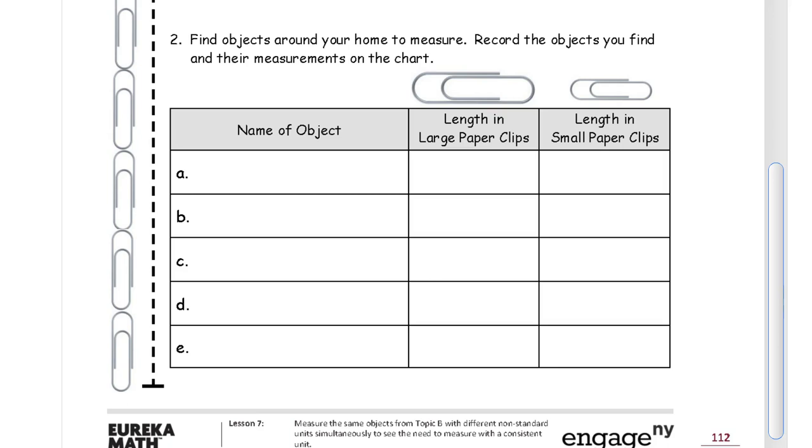So pick smaller objects, and you're going to write their names here. That's where you put the name of the object, and the spelling doesn't matter that much, just enough so that we can tell what it is you're trying to write about. And then measure it in large paper clips, just like we did on the first page, and write that down, and then write the length in small paper clips right there.